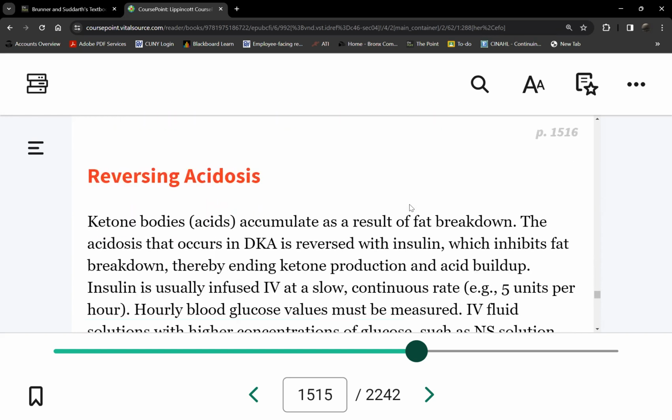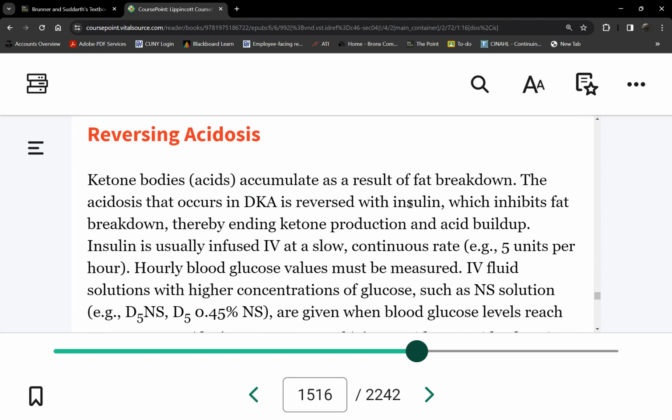So we did the reversing acidosis using regular insulin.